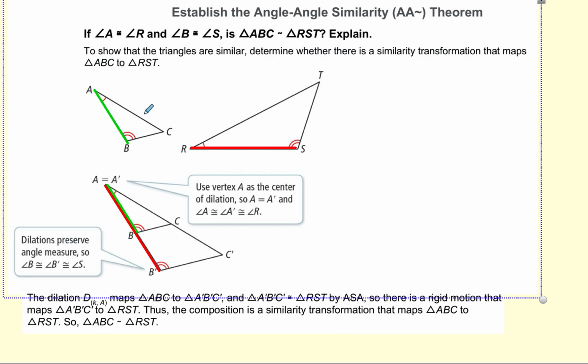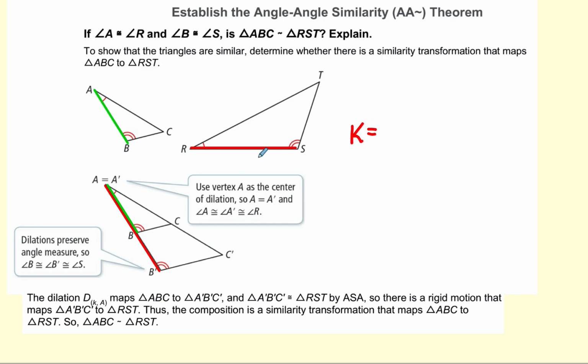What I'd like to do is make this triangle bigger. And how will I make it bigger? Well, I'll use a scale factor of this length, which is RS, over this length, which is AB. And it's going to be a number bigger than 1. And this number bigger than 1 is going to make this triangle bigger. And so that's what's going to happen. I'm going to make the triangle much bigger. Now that it's bigger, I know that this green is now this length, this red length.